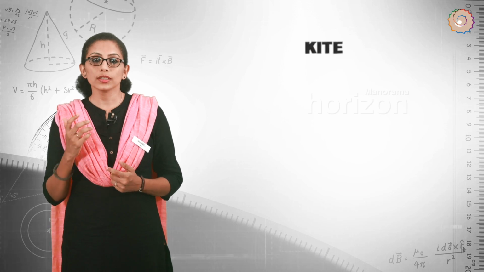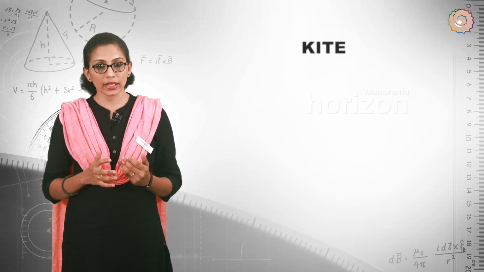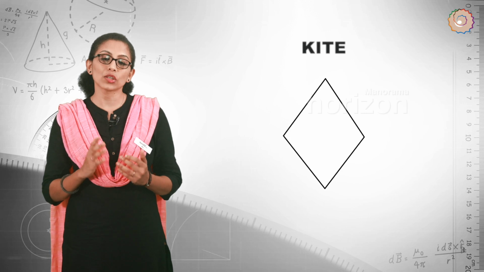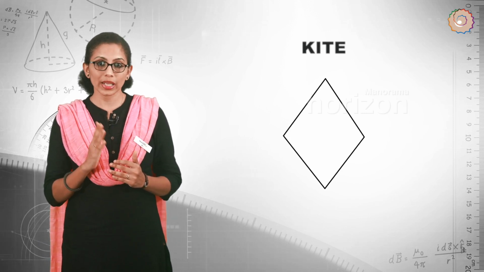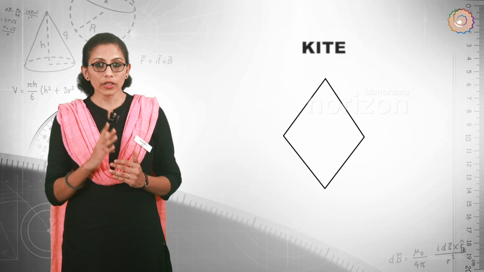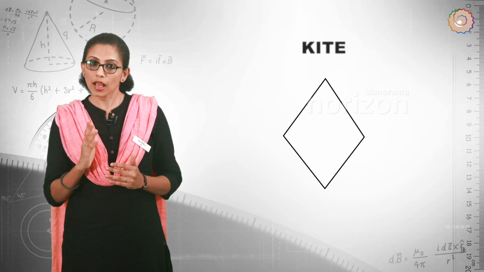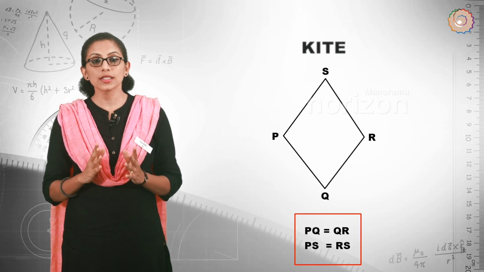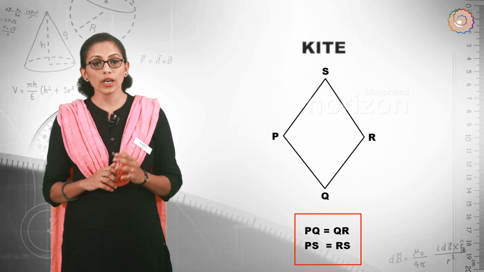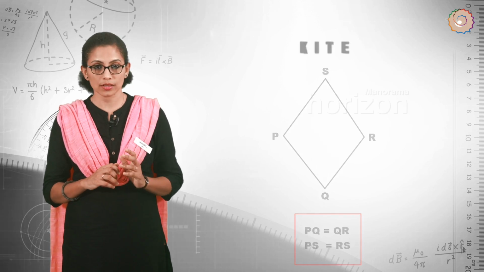Next quadrilateral, that is kite. A kite is a quadrilateral in which two pairs of adjacent sides are equal. One can observe one pair of equal angles. Like in a rhombus, diagonals bisect at right angle. For example, PQRS is a kite such that PQ is equal to QR and PS is equal to RS.